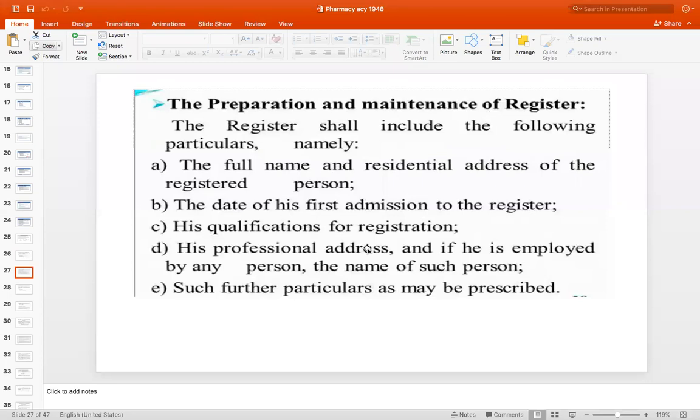So now what is the maintenance of this first register, or the preparation of it? The register shall include the following particulars. Again, the full name, residential address, date of first admission, his qualification, his professional address, and any other things prescribed like photo, signature, thumb impression, Aadhaar card, PAN card, anything. So the procedure for the basic register and first register remains the same.